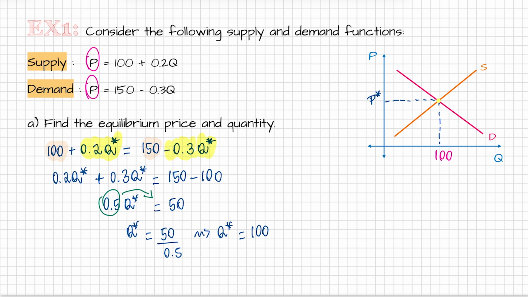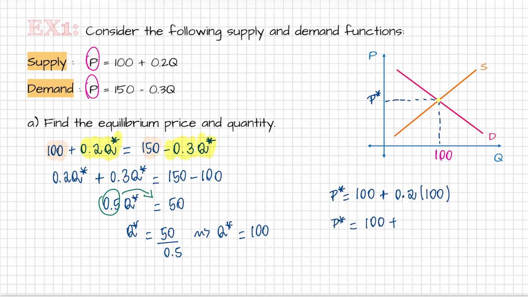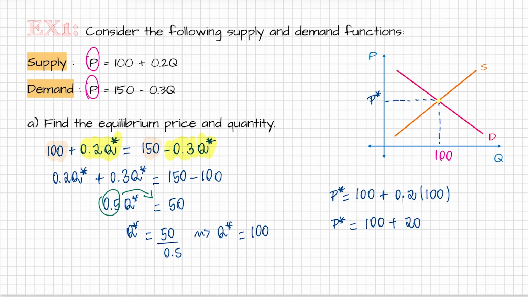Now that we know the equilibrium quantity, let's find the equilibrium price. To do that, we simply substitute Q star equal to 100 into either the demand or supply function. It doesn't matter which one. Let's use the supply function. P equal to 100 plus 0.2 times 100. That simplifies to 0.2 times 100 is 20. 100 plus 20 is 120. So the equilibrium price is 120.